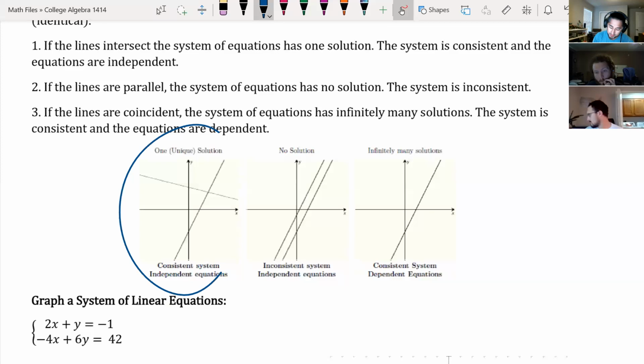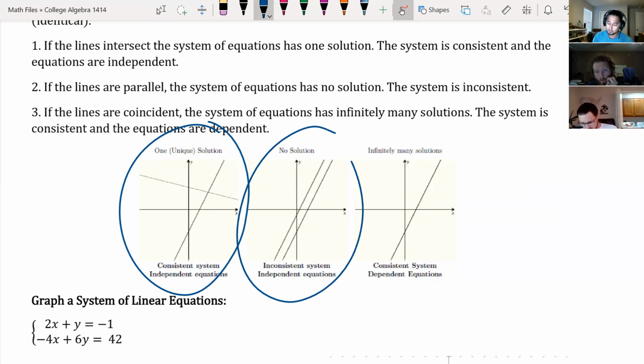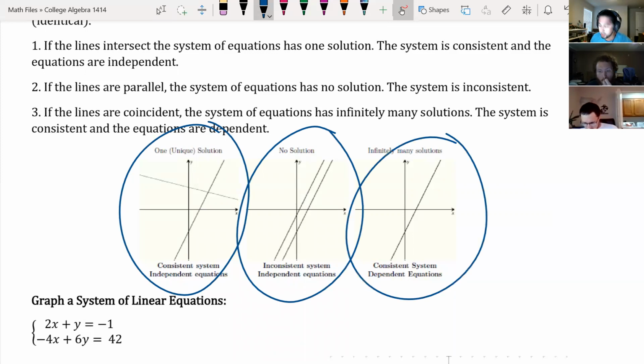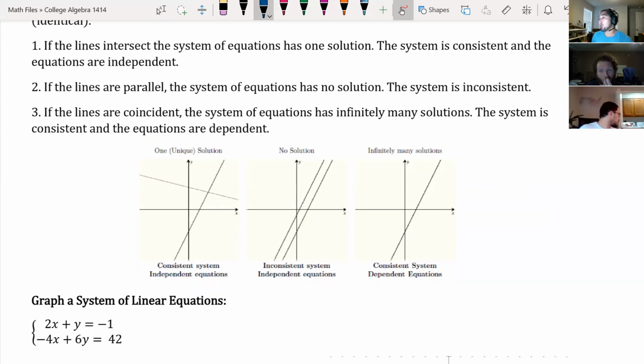Okay, so here is a consistent system with one unique solution where the lines intersect. Here is a system that's inconsistent where the lines are parallel and don't intersect. And here is a system where the lines are the same, they are coincident, and this is infinitely many solutions. Okay, so in order to solve a system of linear equations, there are four ways. One of them is by graphing, one of them is by substitution method, one is by elimination method, and the fourth is by matrices. So we will get into all those methods today.